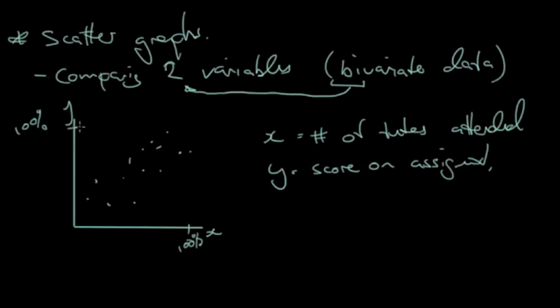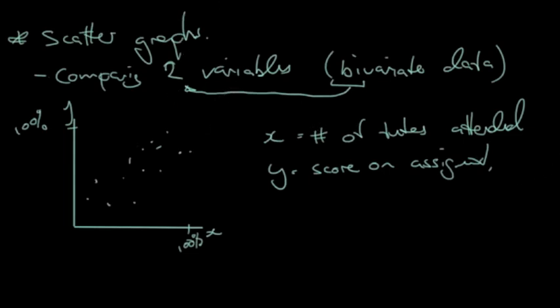This is 100% of assignment, so this guy came to a few tutes but did relatively well on the assignment. These two people went to roughly the same number of tutes, but this person did a lot better on the assignment than the first. And we could draw a line. I'll come back to a line of best fit. So this is a scatter plot. This is a scatter graph.